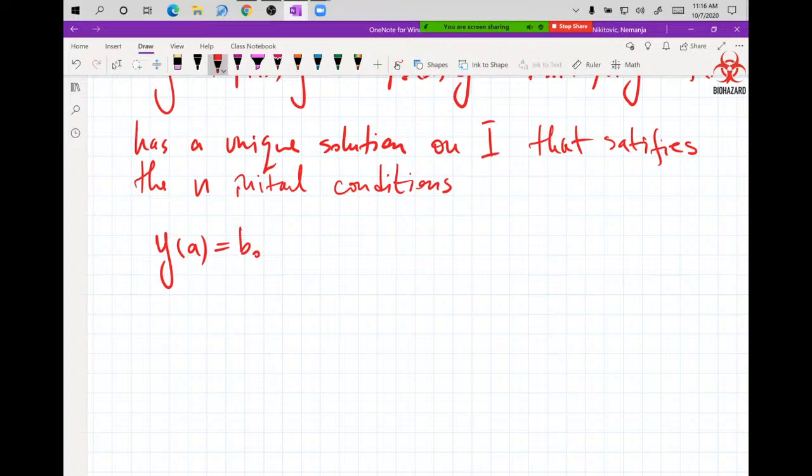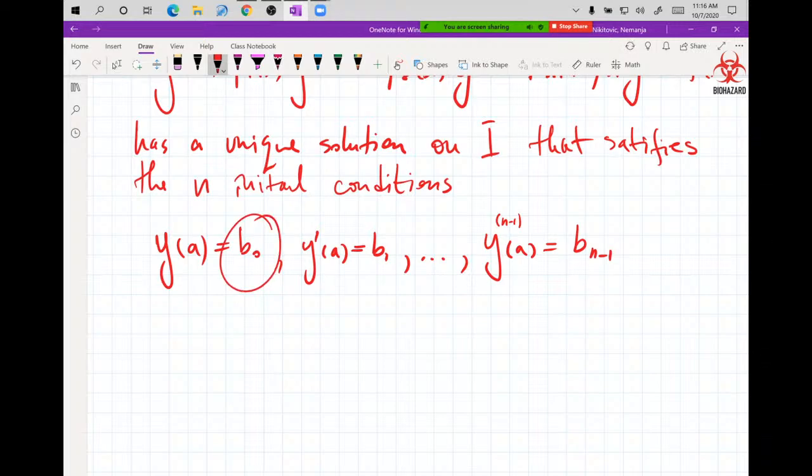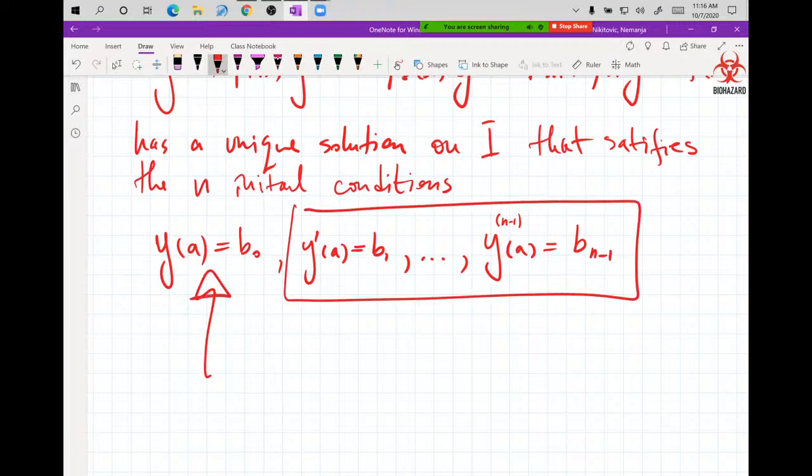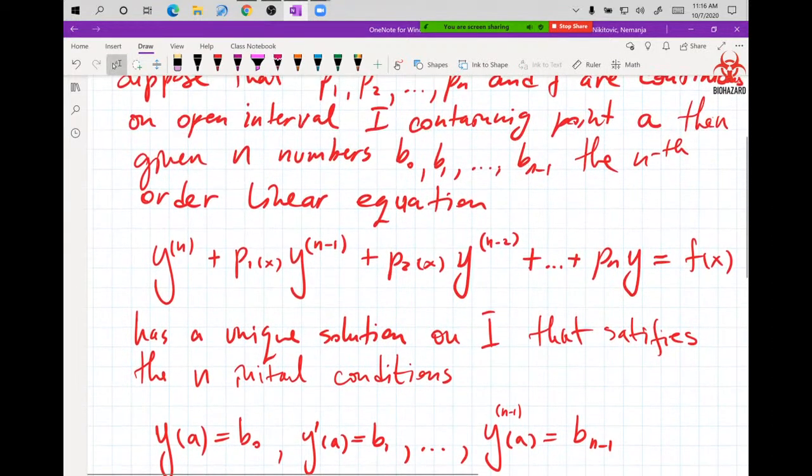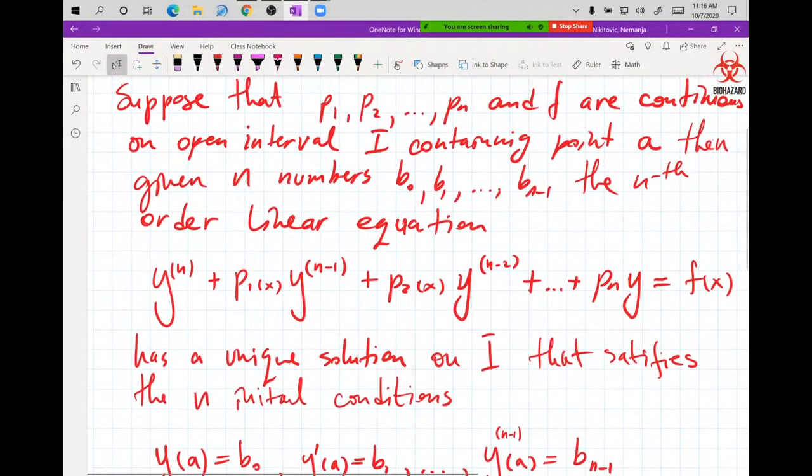So here is the first initial condition, then you have your second initial condition, and then dot dot dot. This is the (n minus 1)th derivative of y at A equal to b(n minus 1). You have the 0 one right here, so that's n altogether, right? Because you have 1 through n minus 1, and then plus 1 more. That would be n of them. So this is the standard way to describe the system.